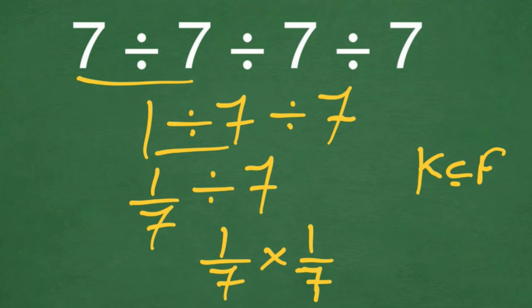And now it becomes a multiplication problem. So when we multiply fractions, all we have to do is multiply the top number and multiply the bottom number, and we are going to get the correct answer. So 1 times 1 gives us just 1, and 7 times 7 is 49. So the final answer to this question is 49.